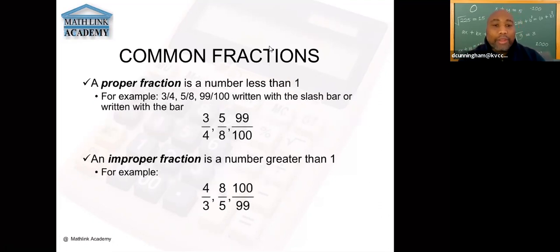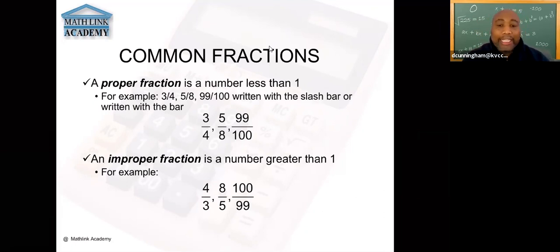Now, as we look at certain types of fractions, there are two types we want to talk about: proper fractions and improper fractions. Take a look at these numbers that I call proper fractions and improper fractions and see what makes them different. Why do we call them proper? A proper fraction is a number less than 1. That's very important. That means that the numerator is less than the denominator. For example, we have 3/4, 5/8, 99/100. Those are called proper fractions, where the numerator is less than the denominator.